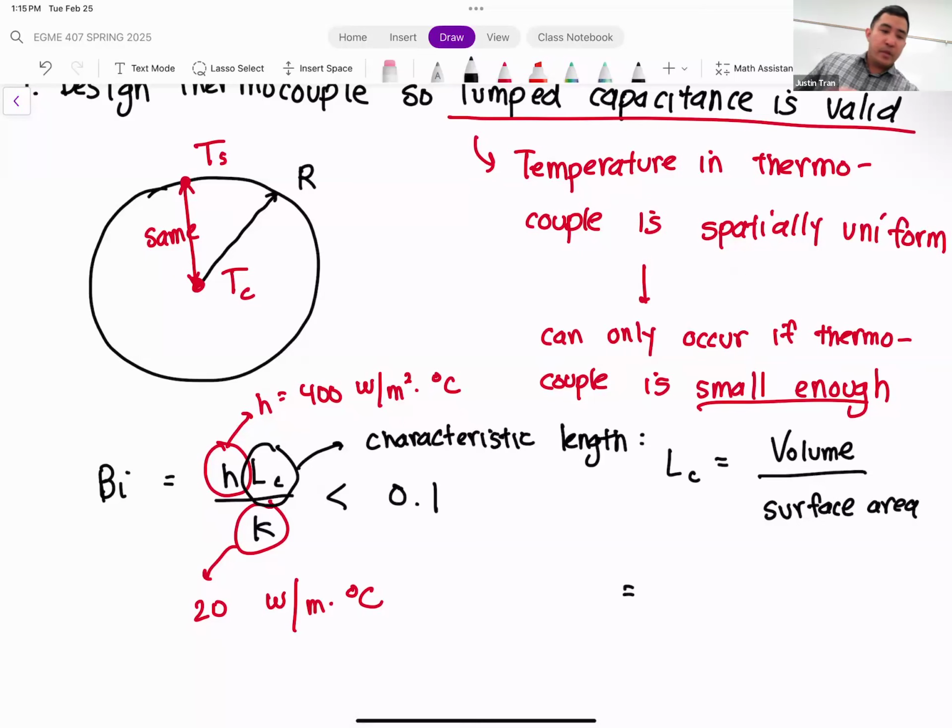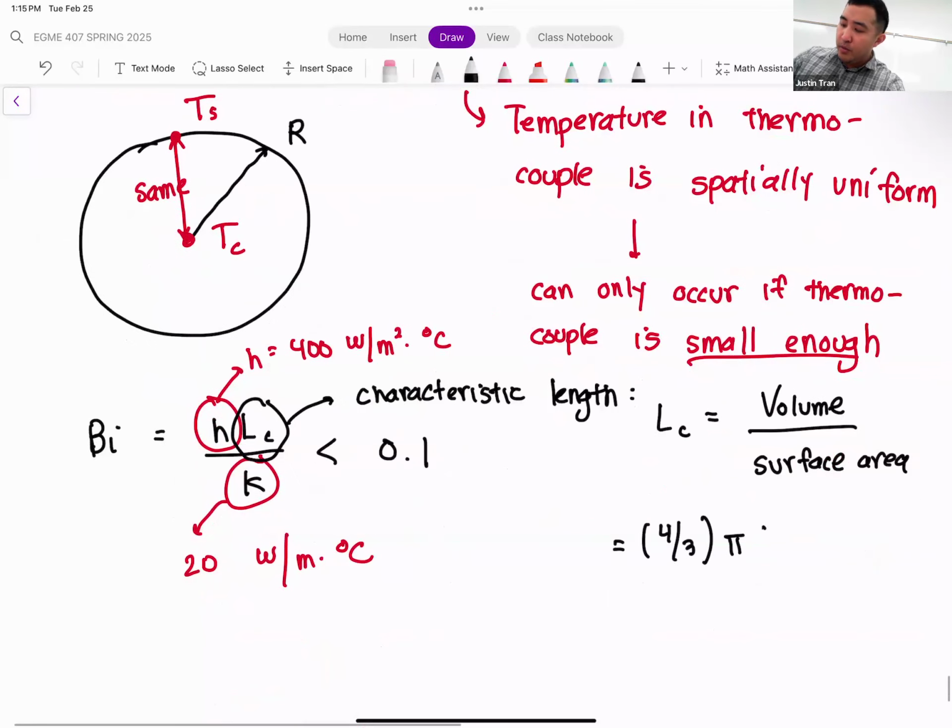We know that our thermocouple here is a sphere, so let's plug in the formulas for the volume and surface area. The volume of a sphere is 4/3 pi times the radius cubed. And the surface area of a sphere is 4 times pi times the radius squared.